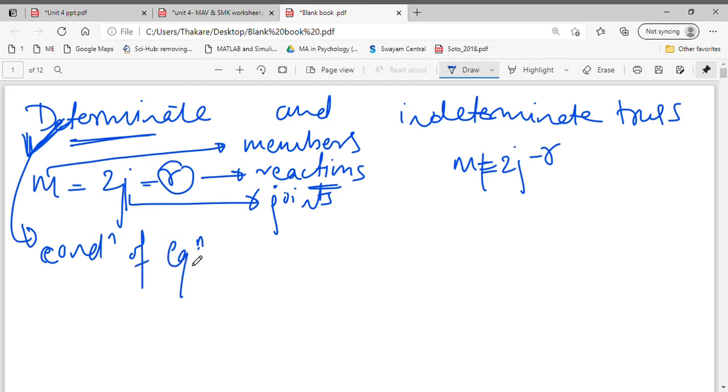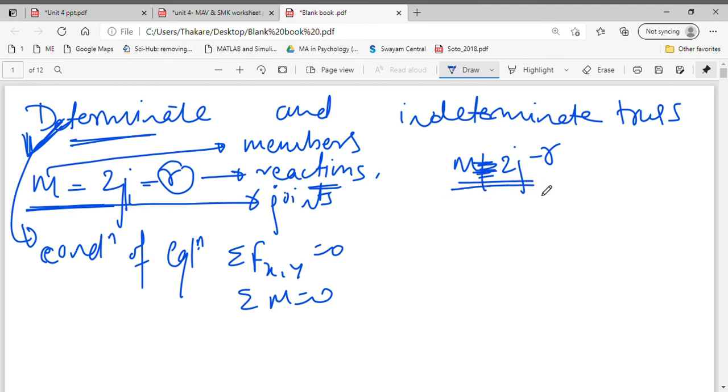That means if this truss satisfies M equals 2J minus R, then that truss can be solved using basic conditions of equilibrium, which are summation of forces in x and y equals 0 and summation of moments equals 0. If the truss does not satisfy the equation, M not equal to 2J minus R, that means it is an indeterminate truss. That means it cannot be solved using conditions of equilibrium.